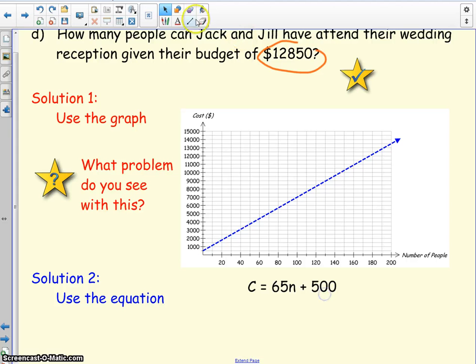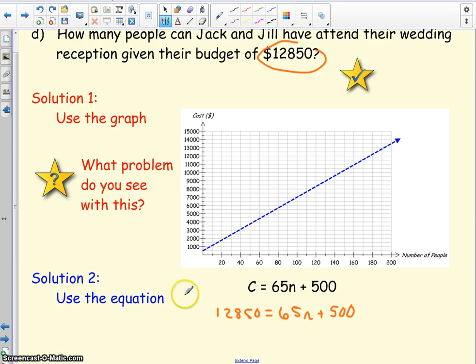Okay, so here we're being given the cost of $12,850. Okay, and that's going to be 65N plus 500. And what we have to solve for is the number of people. Okay, so I'd like you to try the algebra to solve for N here, and push play to go through the answer together.